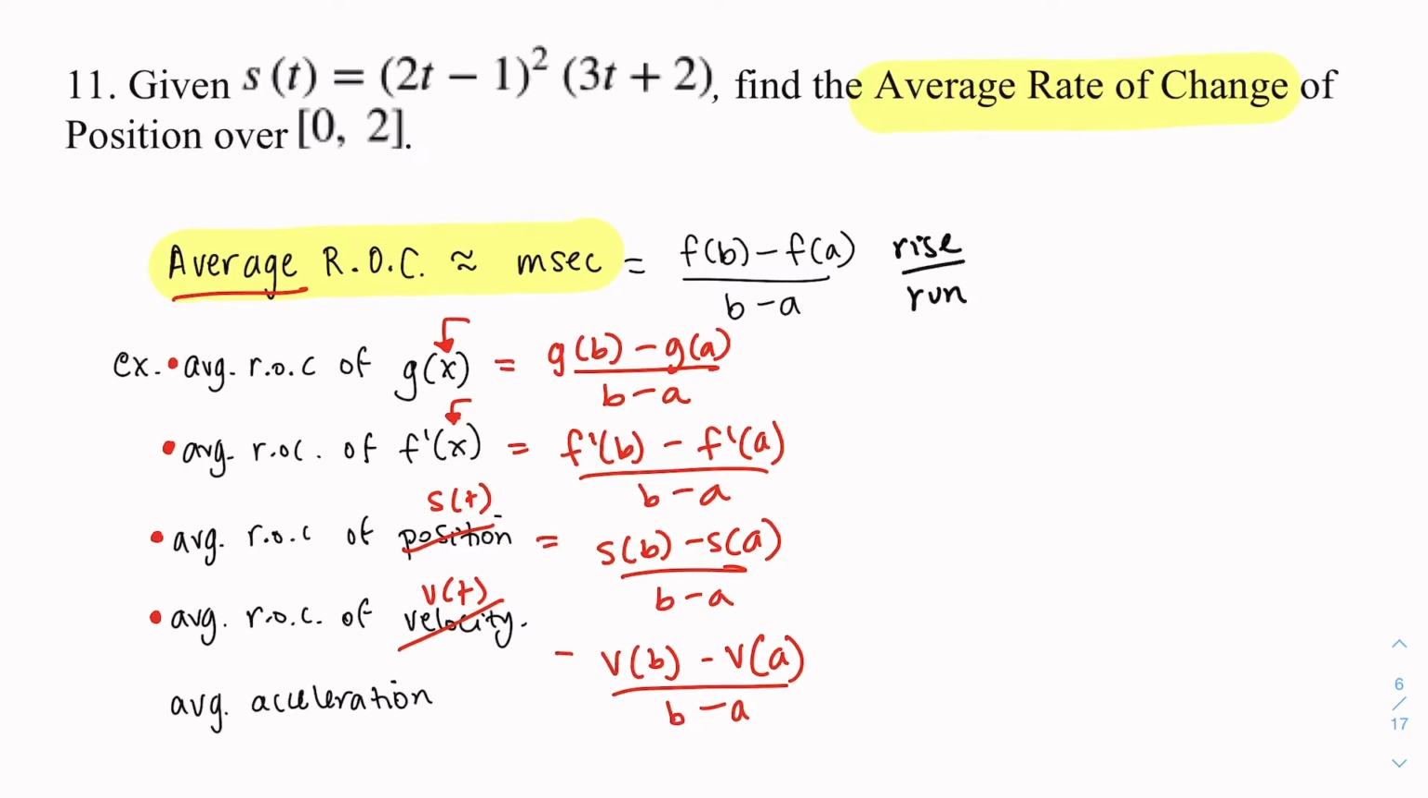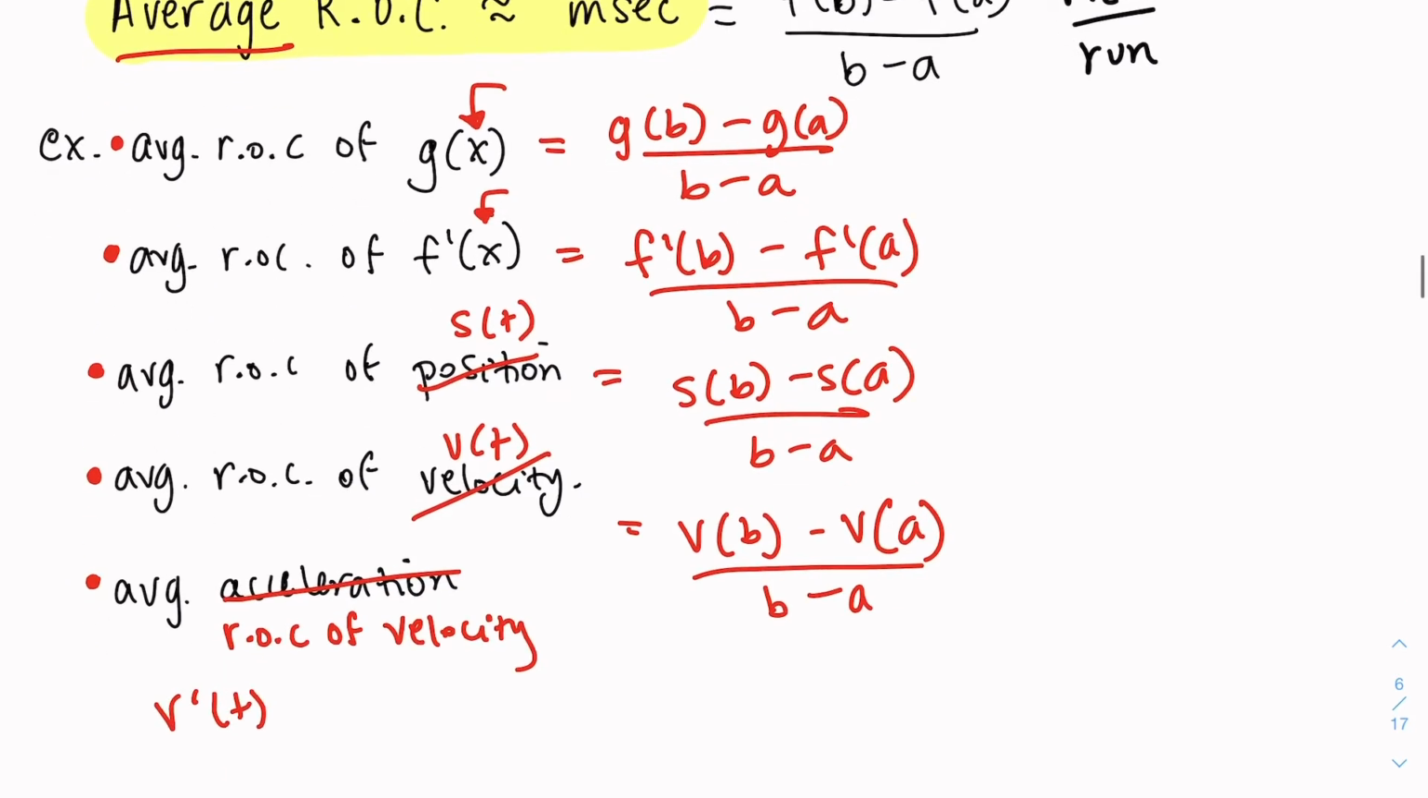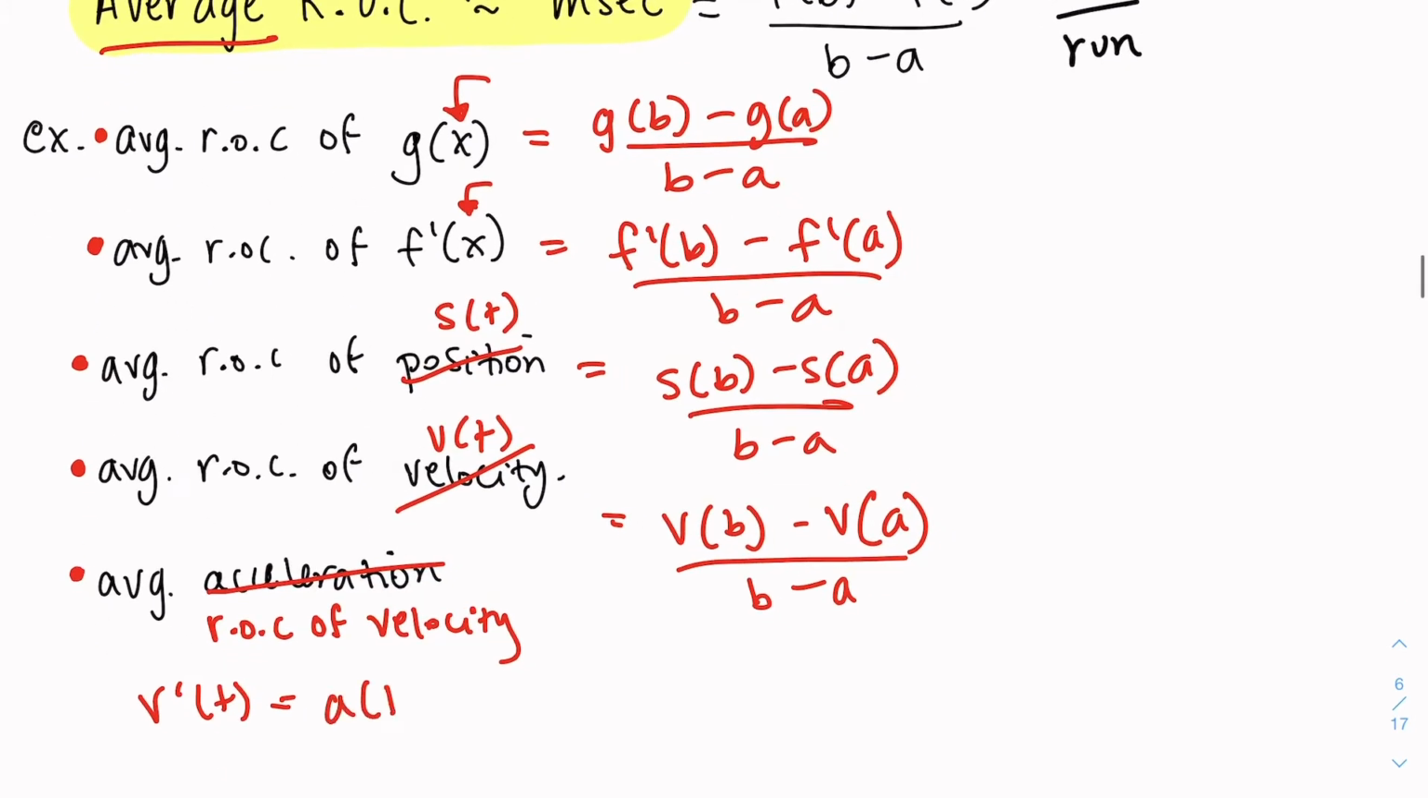Nice. Now in this last case, notice it doesn't say rate of change. I just say find the average acceleration. So unless you are given the acceleration function, the only way that you could use m_sec here is to cross out the word acceleration and replace it with rate of change of velocity, because we know that v prime of t equals a of t. So acceleration is the rate of change of velocity.